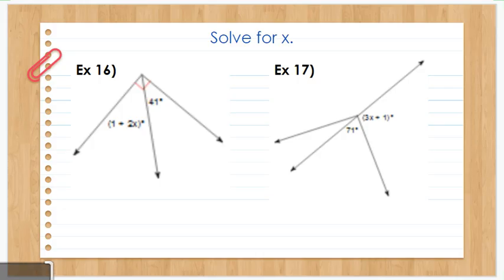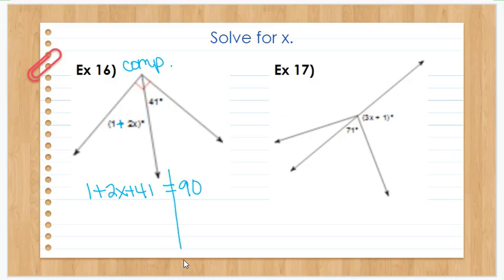All right, for number 16, these are complementary. So we first want to identify that, which means that we add them up and they're going to equal 90. My first one would be 1 plus 2x. So 1, that's a plus sign, and then plus 41. So this angle plus this angle together equal 90. Make sure you're writing these in your notes and that you're setting them up, because we're going to get to a lot of harder ones than this later. Make sure you're writing the full equation and you're solving.